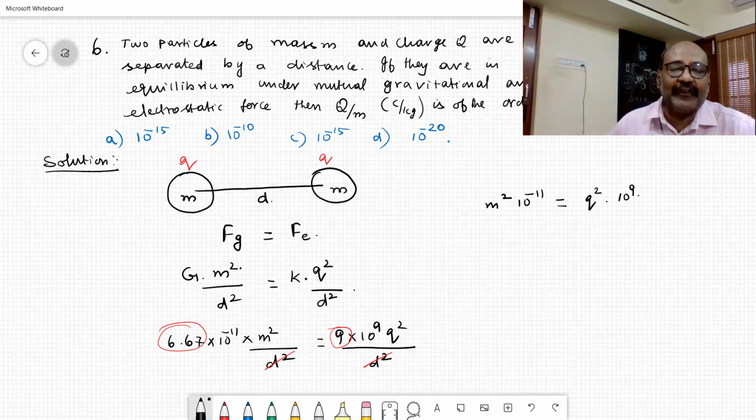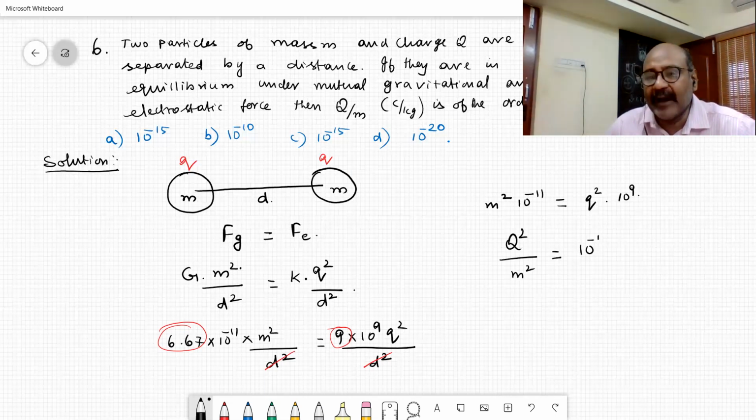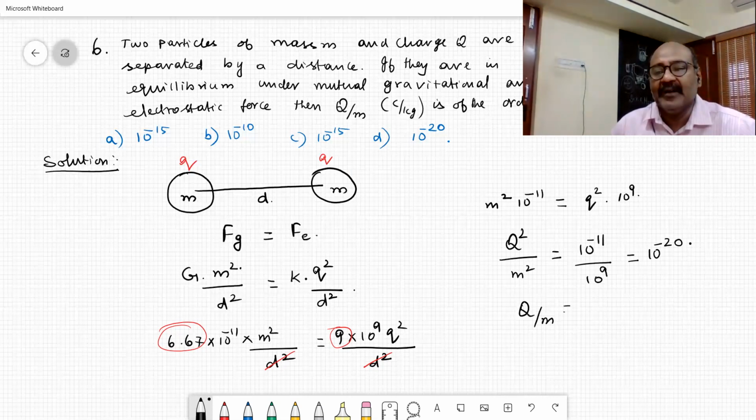So instead of small q, I am considering it as capital Q, because the given charge is taken to be capital Q. So I am writing capital Q square divided by m square, taking this m to the other side, is equal to 10 power minus 11. Taking this 10 power 9 to the other side, I can divide with 10 power 9, which gives 10 to the power of minus 20. Taking square root on the other side, I get q divided by m equal to 10 to the power of minus 10.